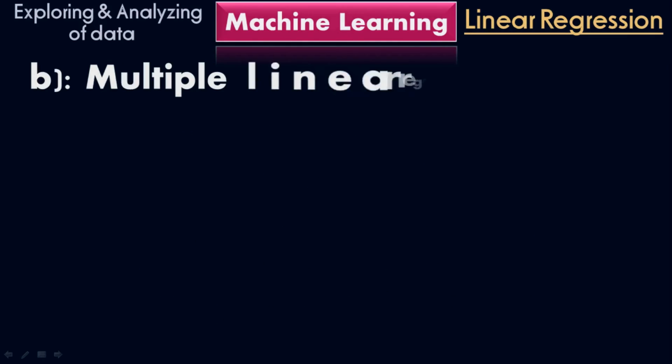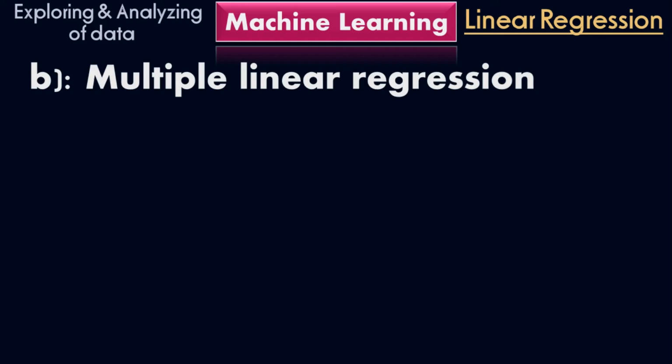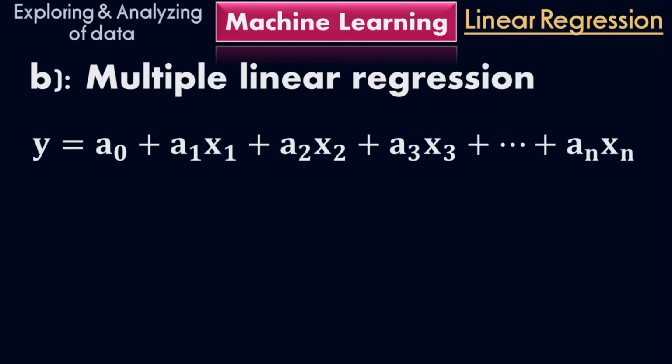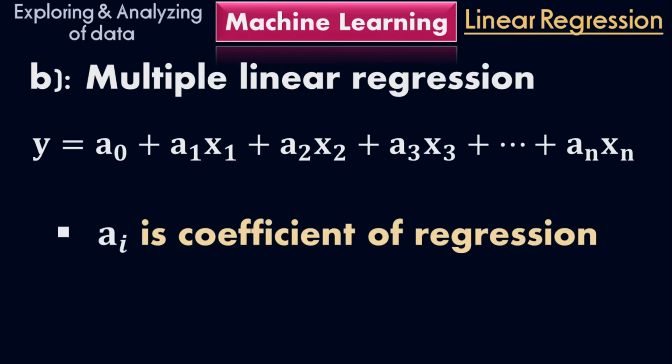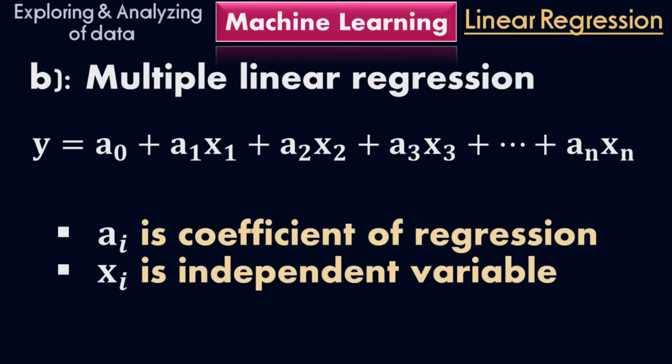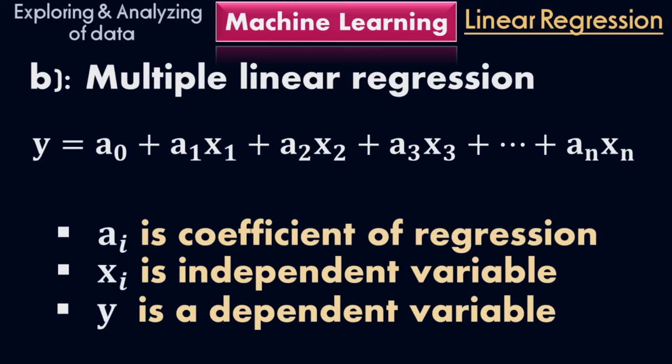Now what about the equation of a multiple linear regression model? This will be the equation for the multiple linear regression model: y equals a sub naught plus a sub 1 x sub 1 plus a sub 2 x sub 2 plus a sub 3 x sub 3, where a is the coefficient of regression, x is the independent variable, and y is the dependent variable. Look, if you have more than two terms, then it comes under multiple linear regression. In the simple linear regression model, we have only two terms. But when you increase the number of terms, it comes under the multiple linear regression model.